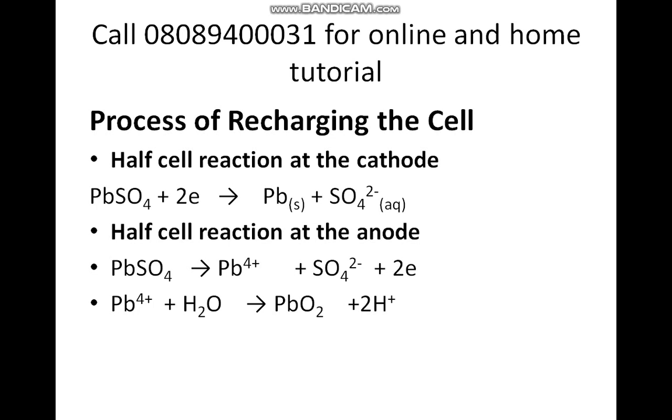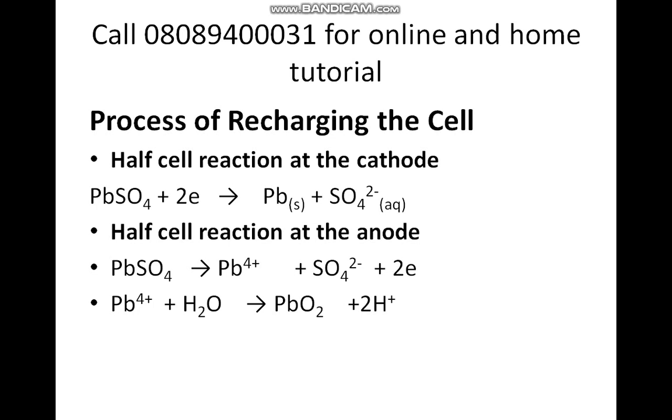Now what happens at the anode during recharging of the cell? The lead(II) tetraoxosulfate(VI) solid, which is deposited on the cathode during discharging of current, loses electrons to form lead(IV) ion and tetraoxosulfate(VI) ion. The tetraoxosulfate(VI) ion reacts with some hydrogen ion in the electrolyte solution to form H2SO4 acid, while the lead(IV) ion reacts with water to give lead(IV) oxide and hydrogen ion.